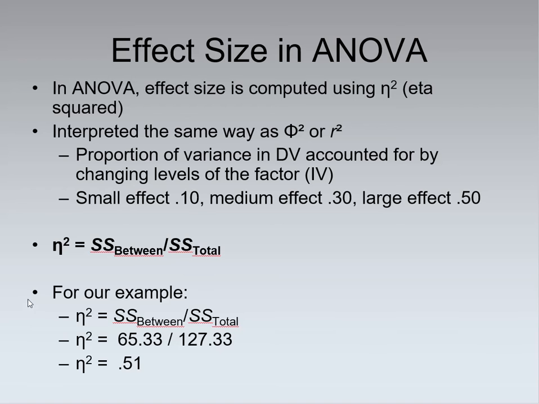To get this, we use eta squared. It looks like an n with a square, and it's a simple formula. Sums of squares between, which we know is 65.33, divided by sums of squares total. That's going to give us 0.51, which we can see from our slide is going to be a large effect size.